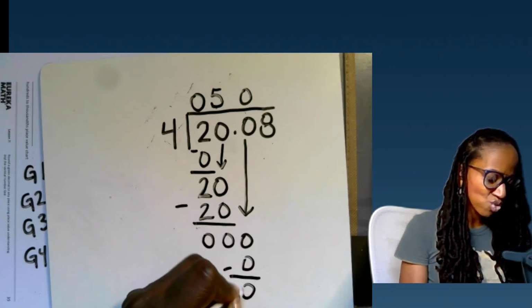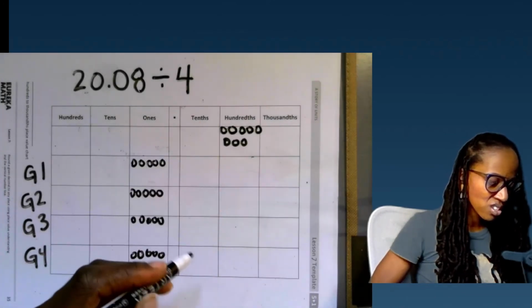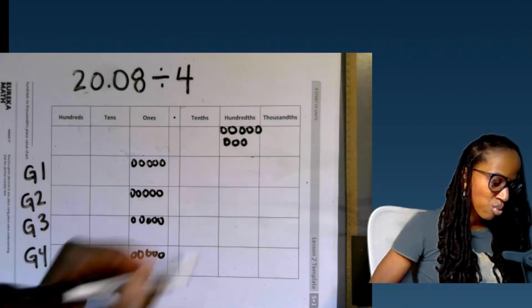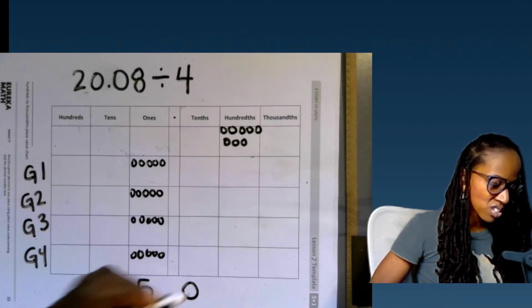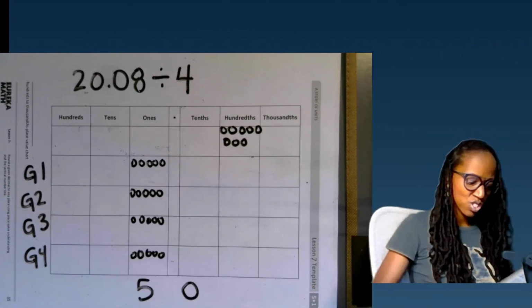So I'm going to subtract here. And on my place value chart, because I have 0 tenths to share, that's why I brought that down and unbundled, I'll just put a 0 there. So let's keep moving. Now I'm in my hundredths place.